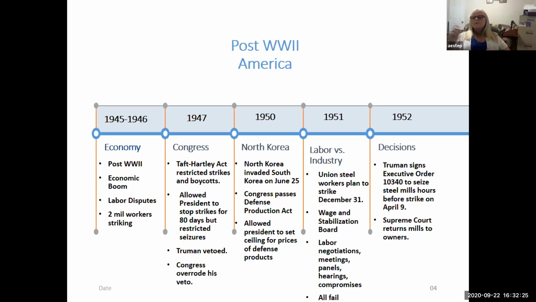So Congress gives him a Defense Production Act, okay? He can go ahead and get the supplies he needs. He can get the weapons. He can get everything he needs. And he can get those for the soldiers over in North Korea.